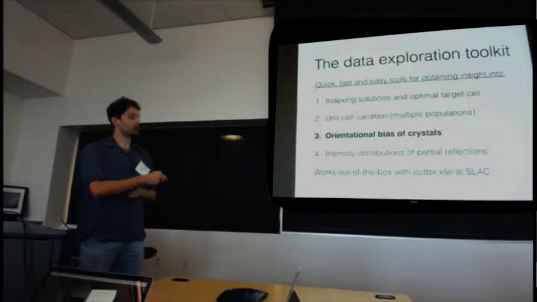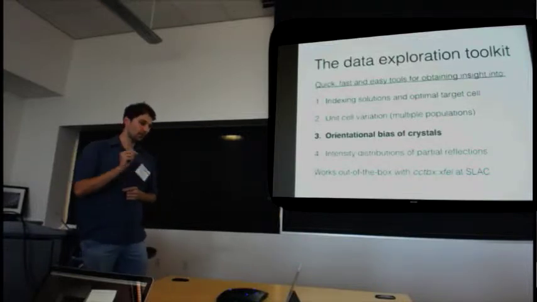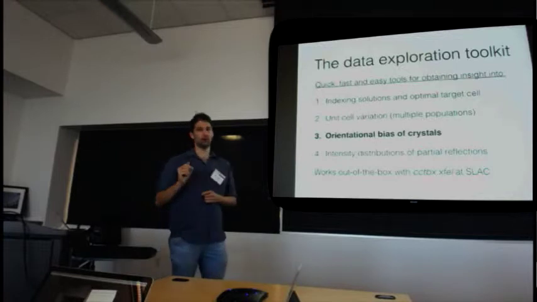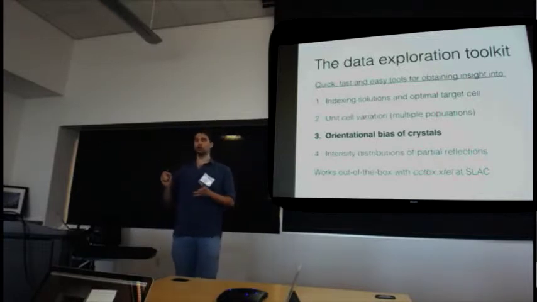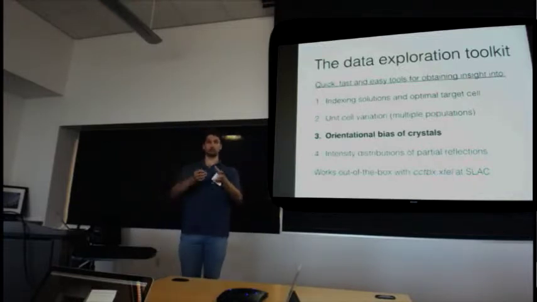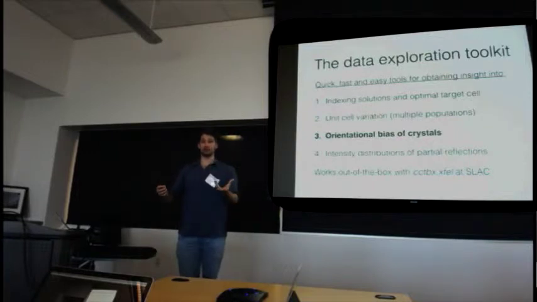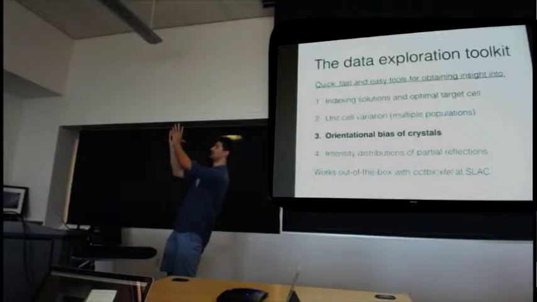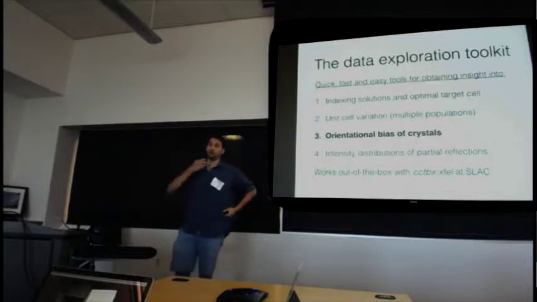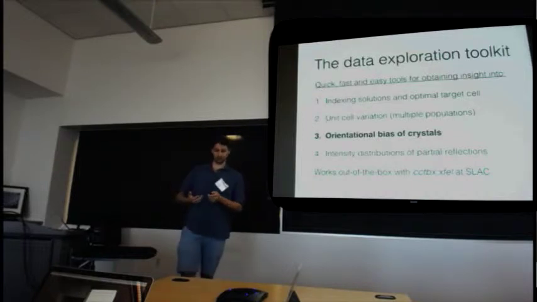Okay, so the next tool, orientational bias. Particularly with goniometer setups, you can merge your data, you can look at a reciprocal space map using something like the Phoenix tools, and you can say, yes, this wedge of reciprocal space is missing. And then you'd be like, well, how can I actually fill that wedge? And it's not immediately obvious.